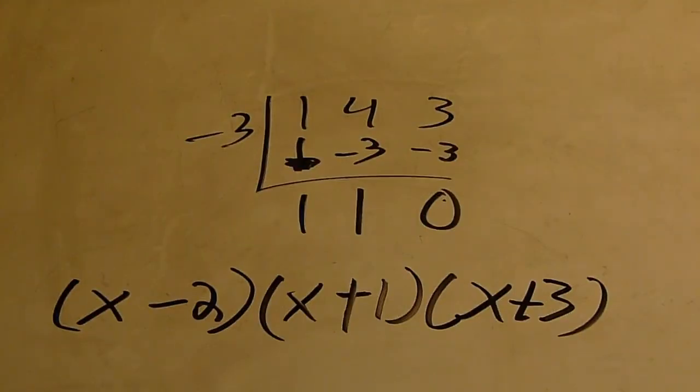Now that we found out that x plus 3 is also a factor, we find our last factor, which is x plus 1. So f of x equals x to the third plus 2x squared minus 5x minus 6 is equal to x minus 2 times x plus 1 times x plus 3.